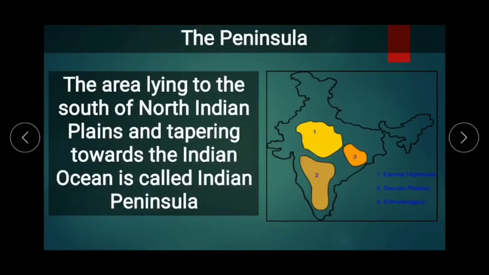And the next point, the peninsula. The area lying to the south of the North Indian plains and tapering towards the Indian Ocean is called the Indian Peninsula. Now here, the first in the map is the Central Highlands. Then the second one, Deccan Plateau. And the third one is Chota Nagpur.